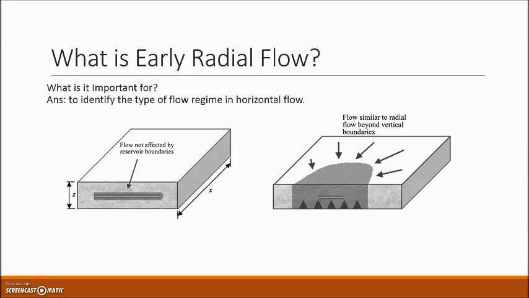Second, the flow is similar to radial flow beyond your vertical boundaries. Meaning after you've passed your vertical boundaries, you will see a similar type of flow to your early radial flow.